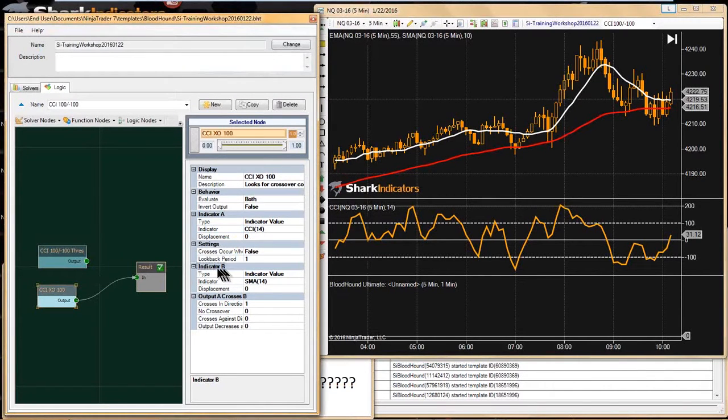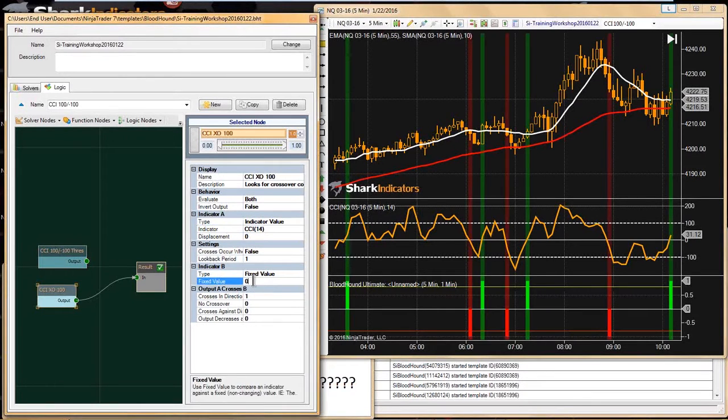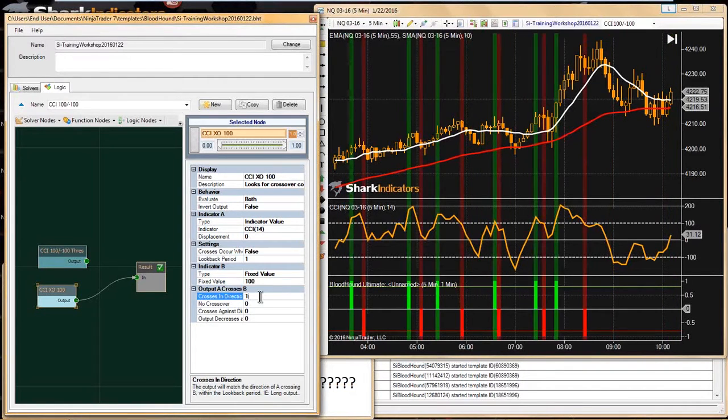Okay, and indicator B section down here, this is actually going to be the 100 threshold or the 100 value. And so we need to change the type. We need to change it from an indicator to a fixed value. So instead of 0, right now you can see it's set to 0. We can see whenever the CCI crosses the 0 line, we're getting a crossover signal. But we're going to set it to 100, like so.